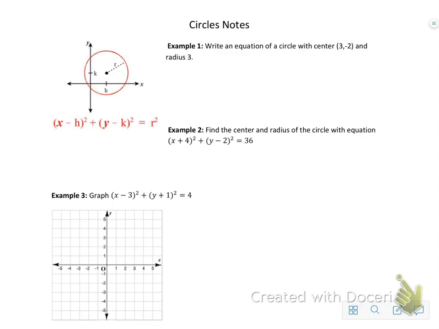So circles are pretty standard. You've learned about circles before. You've learned how to graph them and do stuff like that. But now we're going to look at them in a different way based on the equation. And our real goal is to find h, k, which is the center.